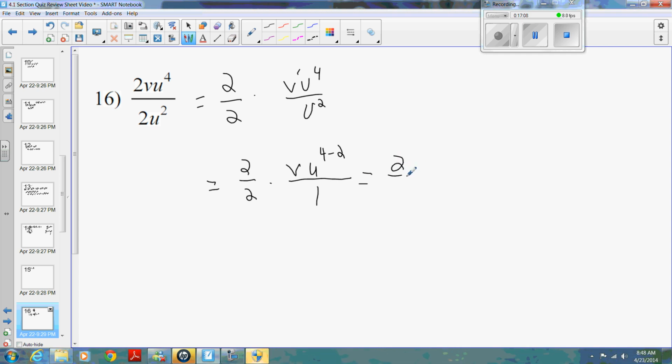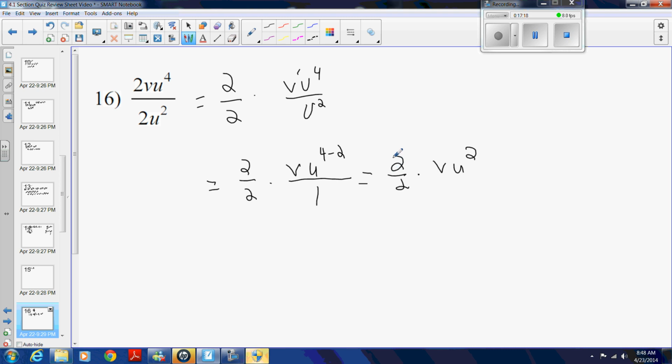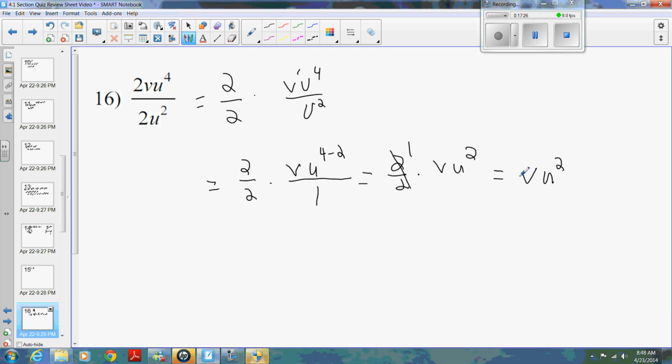This is 2 over 2, and this is not a final result. There's going to be another step. U to the 4 minus 2 is 2. Okay, what's 2 over 2? Well, that just simply is a fraction that divides to 1. My final answer is vu squared, or if you'll see it in the answer key, u squared v.